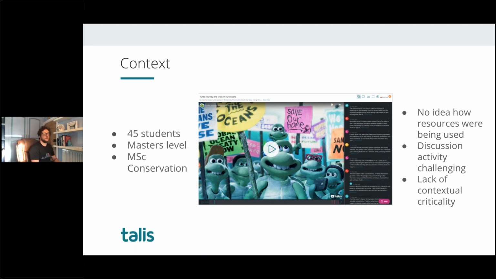And because of time constraints and the level of data and information within this module, and the variety of information, there was a general lack of contextual criticality, really, was the language that Toby used. Students weren't delving into the detail. There were very much surface level conversations occurring. So when Talis Elevate was presented, it offered a great opportunity for building deeper conversation into content as well.